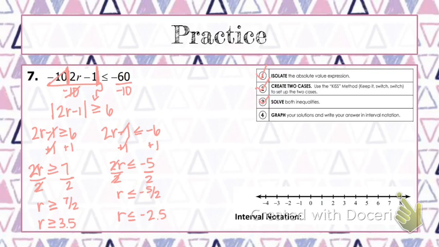Now we're going to graph. R is greater than or equal to 3.5. So 3.5 is right here, and it's greater than or equal to that. So we filled in the circle. And then r is less than or equal to negative 2.5. So here would be negative 2.5, and it's less than or equal to. So interval notation is negative infinity to negative 2.5 with a bracket in union with 3.5 to positive infinity.